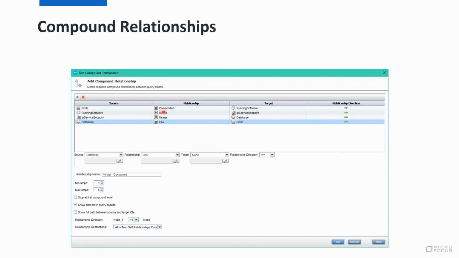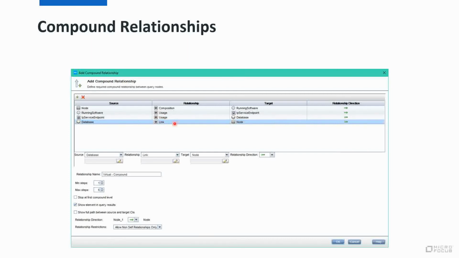It's from node, composition link to running software in the direction of node to running software, running software usage to IP service endpoint in the direction of running software to IP service endpoint. IP service endpoint usage database in the direction of database to usage to IP service endpoint. And then database with a link.